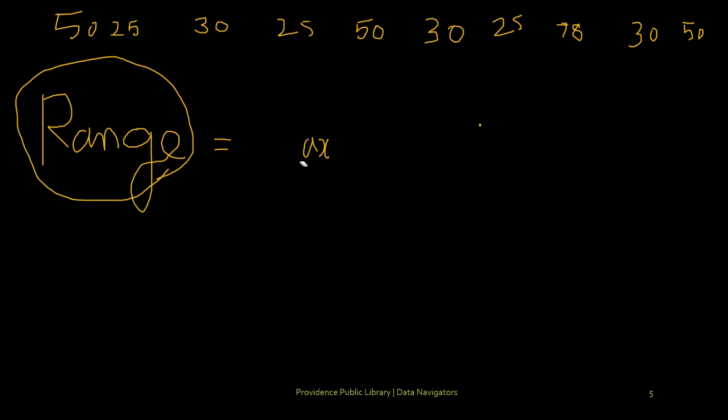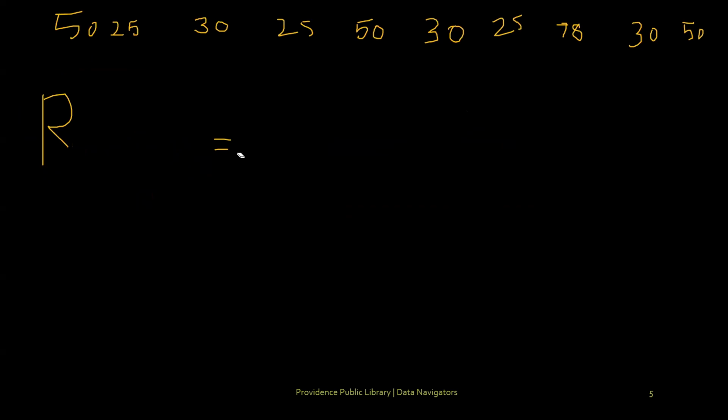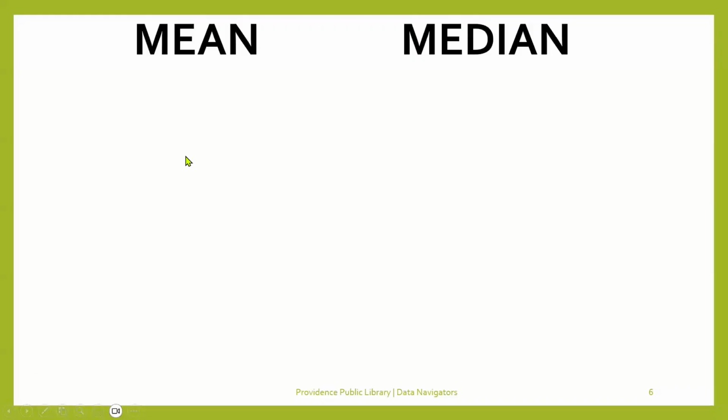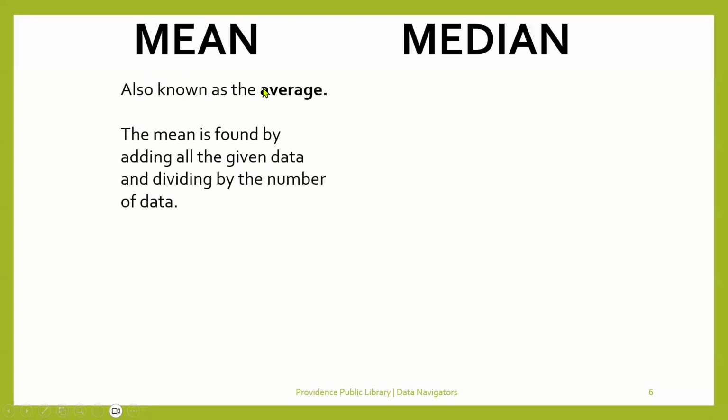Okay. Let's see how our understanding is. If required, we'll again review this. So mean is also known as average. The mean is found by adding all the given data and dividing by the number of data. So that is the definition.